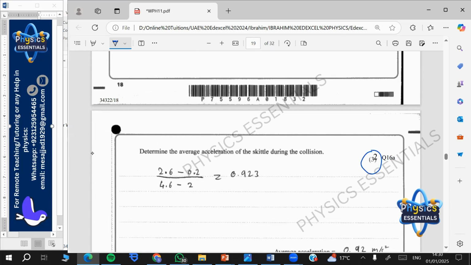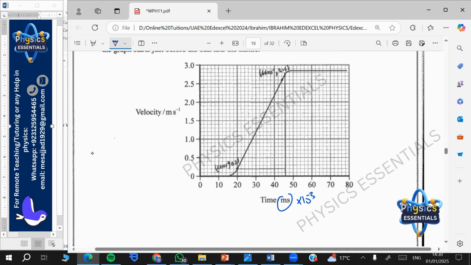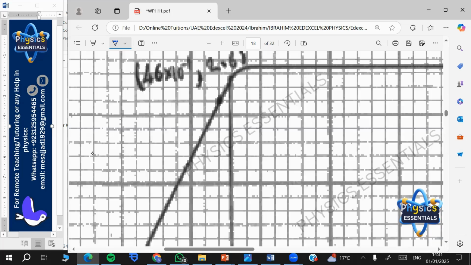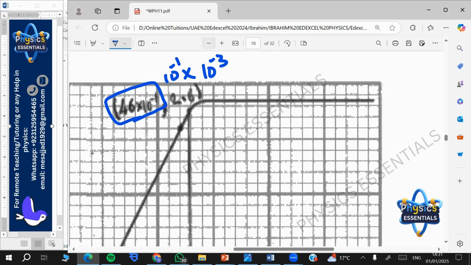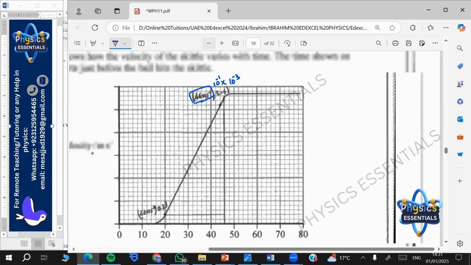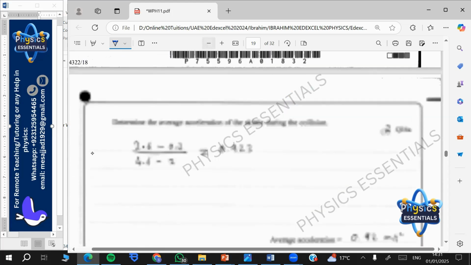The reason why, although he took the gradient very well, you see the time here is in milliseconds, which means 10 to the power minus 3, and here it was meter per second, but he took the value of time as it should be 10 to the power minus 3. You have to be very careful with your measurements. Okay. Therefore, he lost 1 mark in this, 2 out of 3.